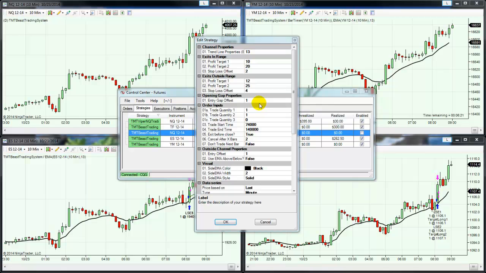The next section we're going to talk about is order inputs. This is an important section because it has to deal with your account size and money management. If your account size is large enough, then what you can do is enter into your trade with 3 different orders. That's what trade quantity 1, trade quantity 2, and trade quantity 3 stand for. So it's basically the first trade, second trade, and third trade. Over here, you will set the amount of contracts you want to purchase.